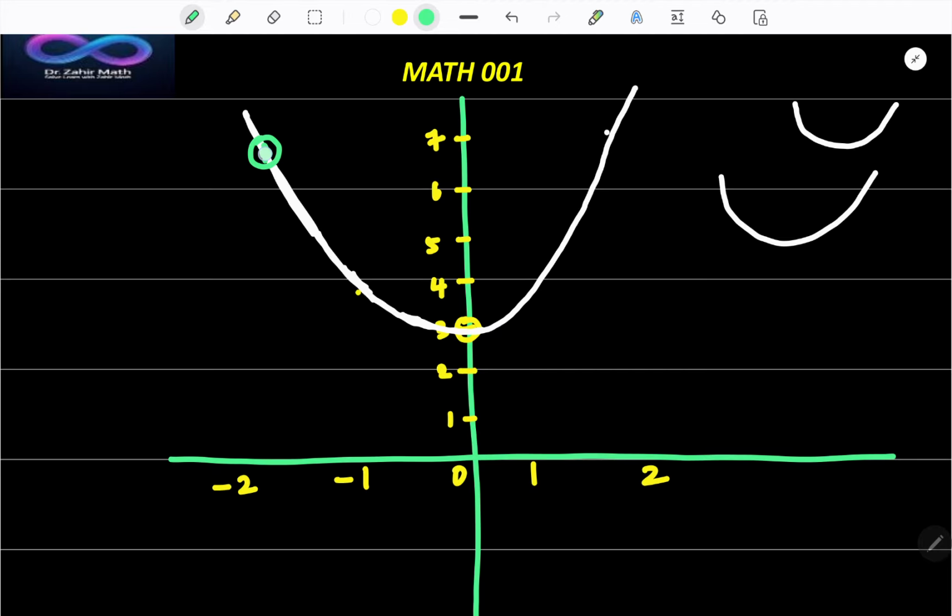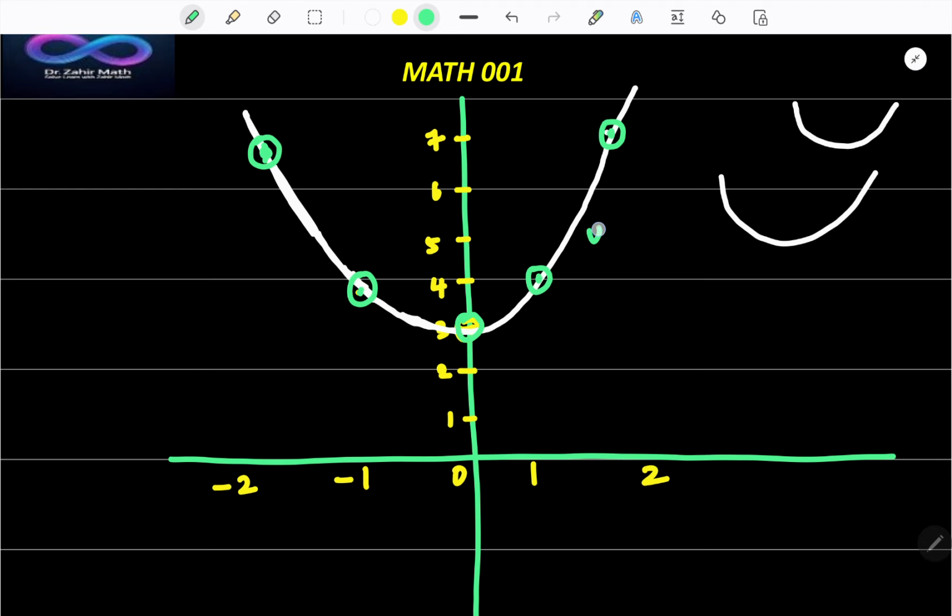-2, 7 is this point. And -1, it is 4. So -1, 4 is this point, right? And 0, 3 is this point. And then next is 1, 4 is this point, right? And then 2, 7 is going to become this point.